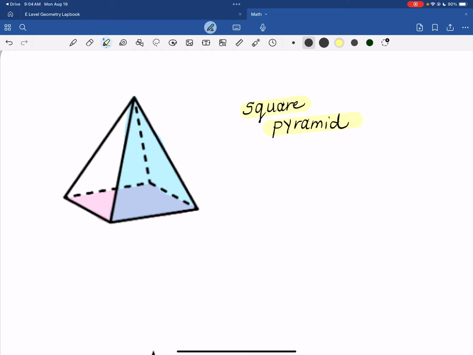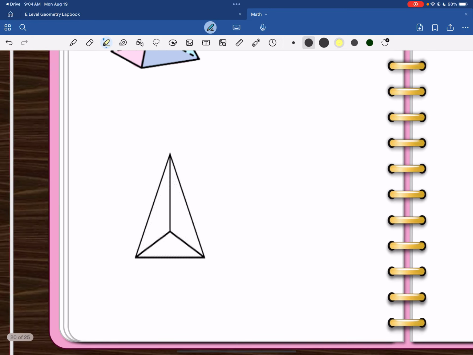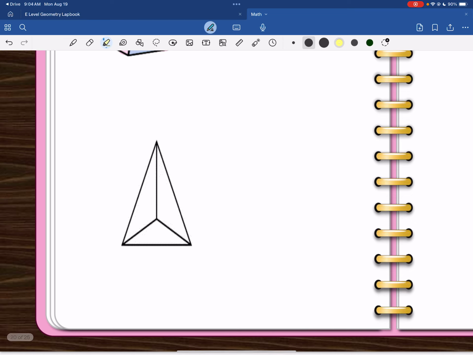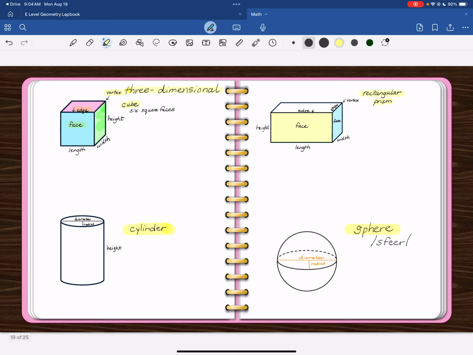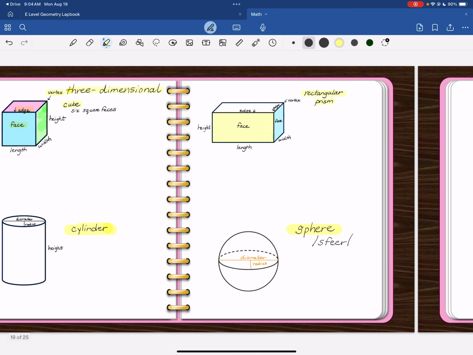So if that's a square pyramid, what's this one? This one has triangles all around. The base is a triangle. So it's still a pyramid because of those triangular faces. The base is a triangle. It is a triangular pyramid. And there is another of your flashcards. So I've given you examples of 6 three-dimensional solids.